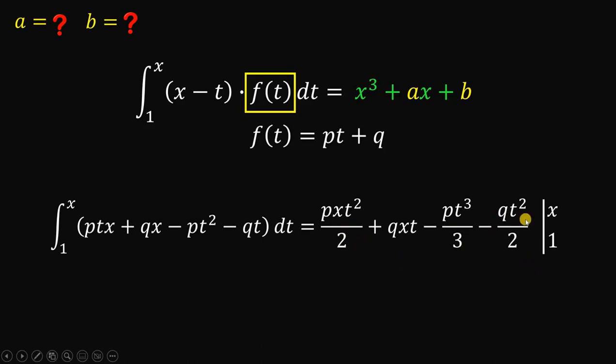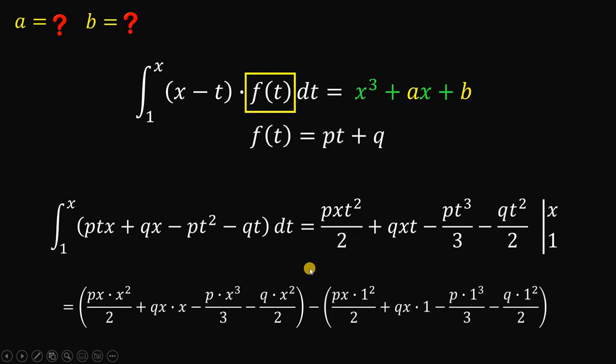So the first thing to do is to replace all t with x, minus, we need to replace all t by 1. So it looks something like this. On the first expression, we replace all t by x. So we have px times x squared over 2 plus qx times x minus px cubed over 3 minus qx squared over 2, minus, then replace all t by 1. So we have px times 1 squared over 2 plus qx times 1 minus p times 1 cubed over 3 minus q times 1 squared over 2.